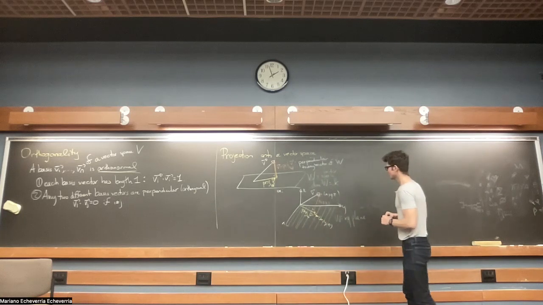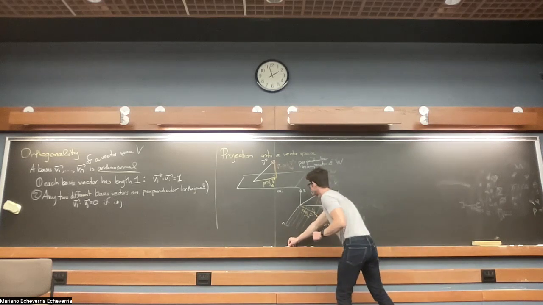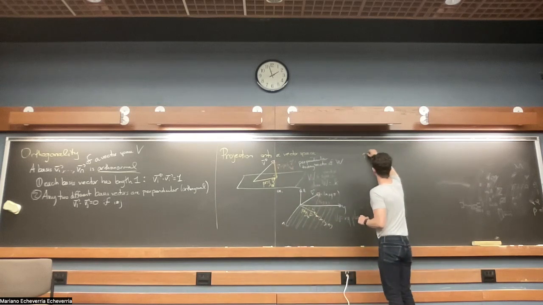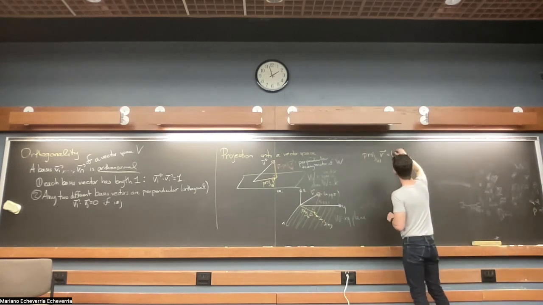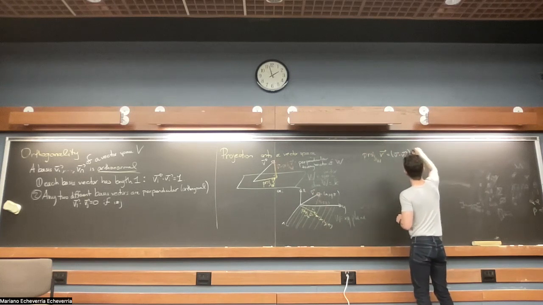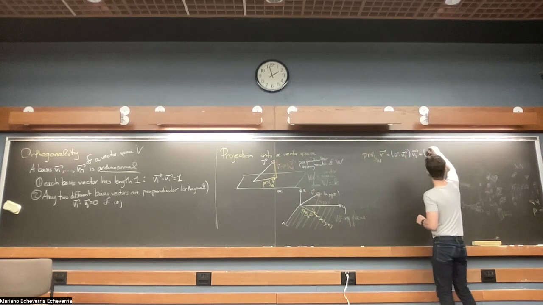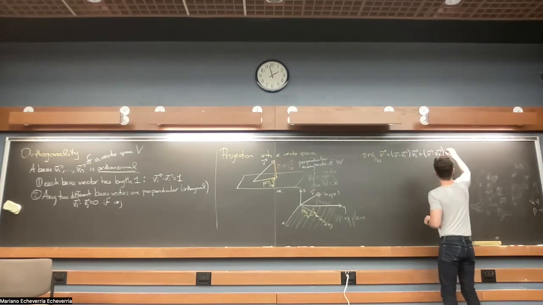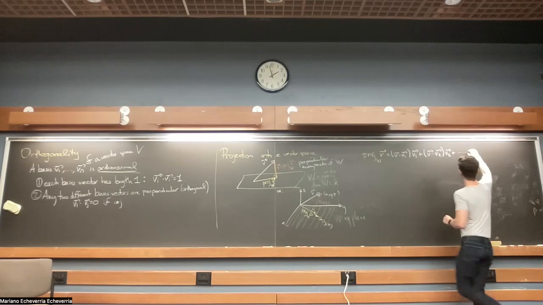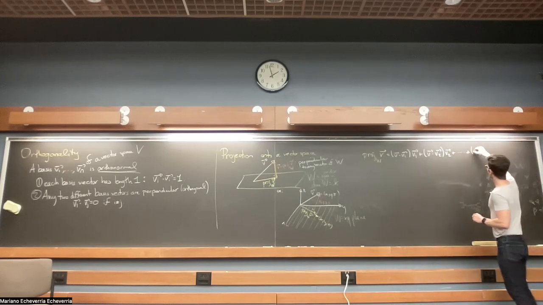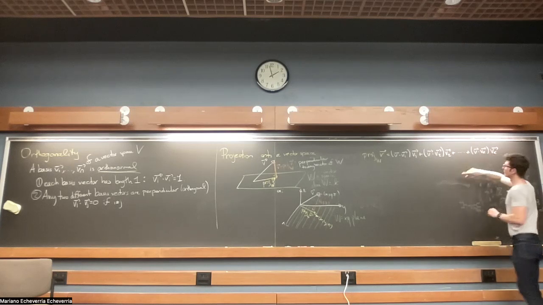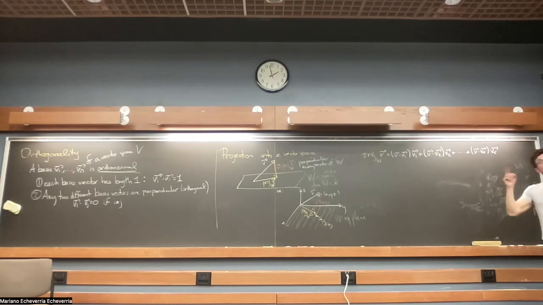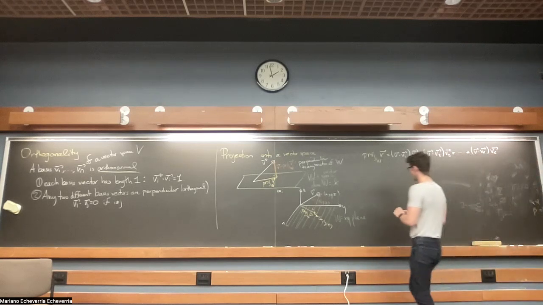So here's the formula, and this is the key formula for today. The projection of B onto W is B dot B1 times B1 plus B dot B2 times B2 plus B dot BK times BK. And what are B1, B2, BK in this formula? An orthonormal basis for W.